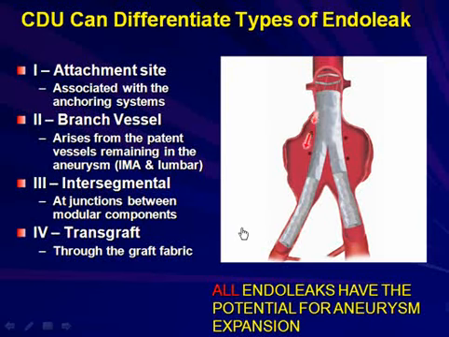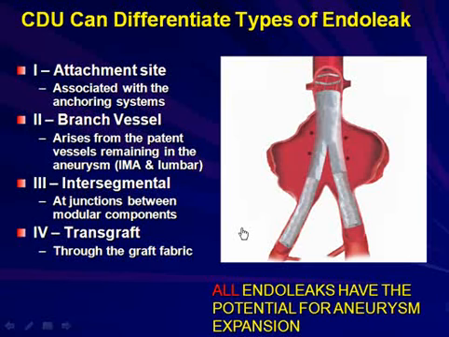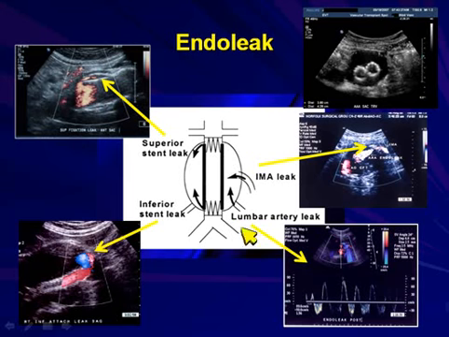So let's talk about the different types of endoleak. We have the anchoring system or attachment site endoleaks, that's type 1. We have the intersegmental junction modular endoleaks, that would be type 3. The most common kind, of course, is the branch vessel or type 2 coming from patent lumbars or IMA. And then type 4 is transgraft or through the porosity of the graft fabric. Any of these can cause pressurization of the sac and aneurysm expansion, and we don't know which ones will and which ones won't. Here are examples of these different types of endoleak.